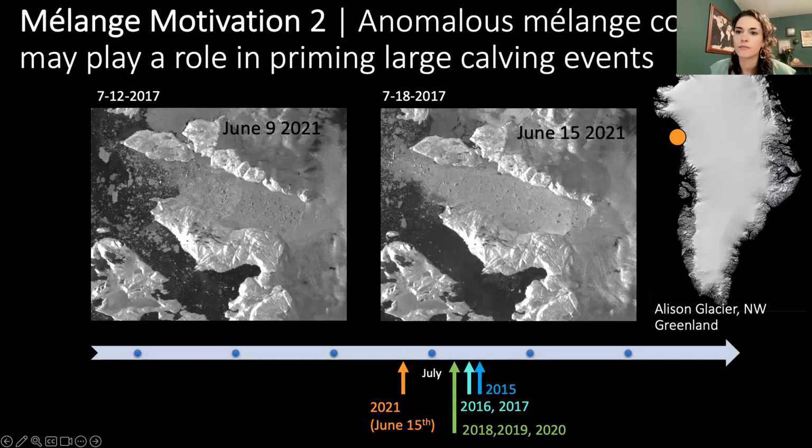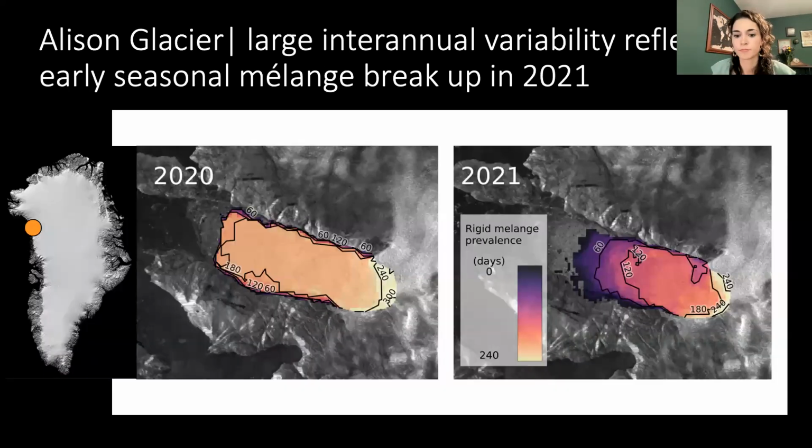However, if we look at how that compares to previous years, in 2015 that big mélange flushing event happened in mid-July. 2016 and 2017, similarly around mid-July, a little bit earlier. 2018, 19, and 20, a few days earlier still. So you see there is a trend in the timing of this flushing event. But then in 2021, this flushing event happened in mid-June, so anomalously early compared to the most recent years.